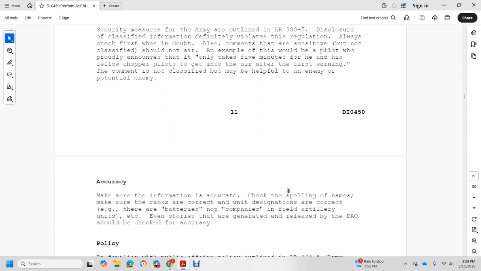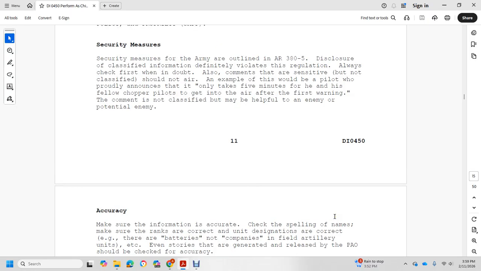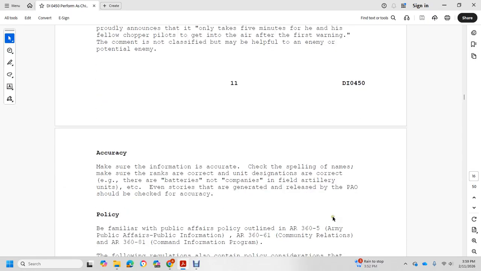Make sure the information is accurate. Check the spelling of the names, make sure the ranks are correct, and that the unit designations are correct, such as a battery, not a company, with field artillery units, etc. Even the stories generated by the PAO should be checked for accuracy.